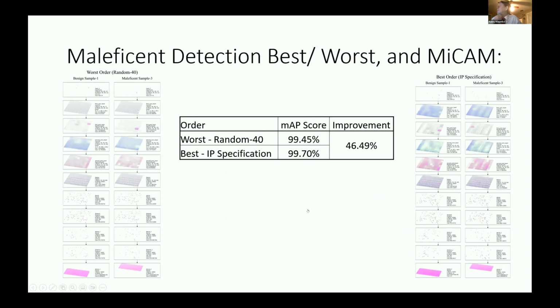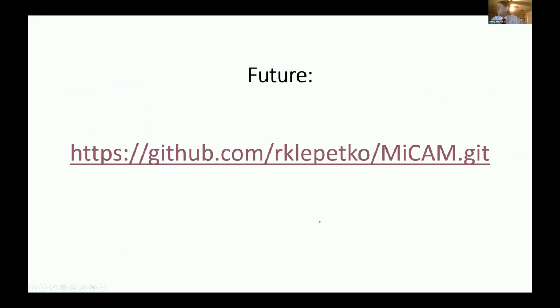And here's a comparison between our worst and best using the MyCam, on a LeNet-5 model. You can see in the worst order over here, these pooling layers are less bright, whereas in the best order they're much brighter and showing more clarification of what's going on here. Anyway, that's generally the whole thing.